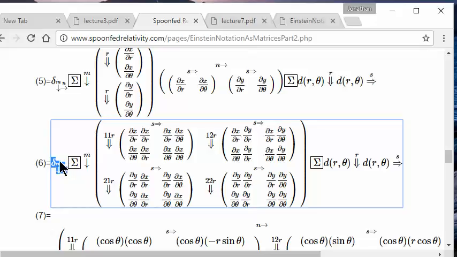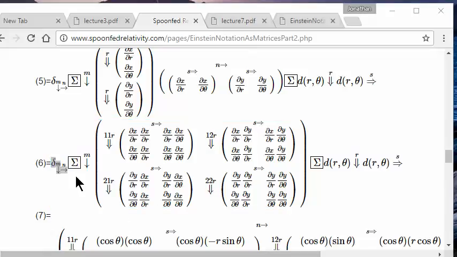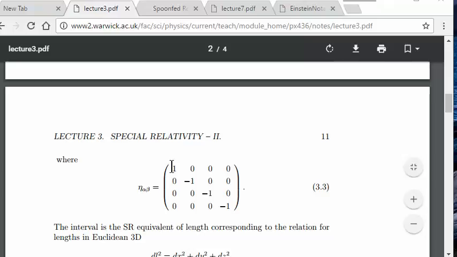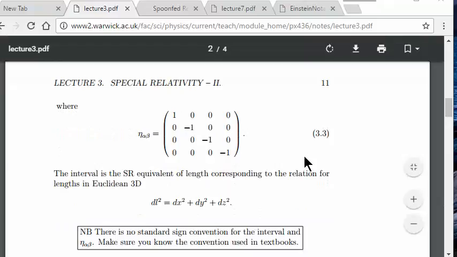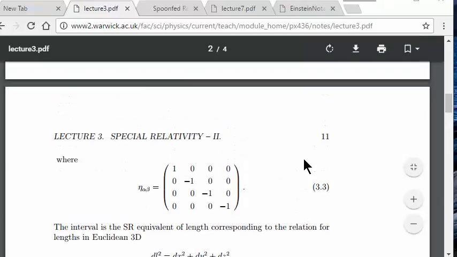and it probably has an additional advantage that we can stick in an eta m sub n term here, which is going to make it possible to put in something like a Lorentzian metric, or do you call it a Minkowski metric? Something like this with negative ones along the diagonal. Anyway, those are questions I will be posing in later pages on my Spoonfed Relativity site.